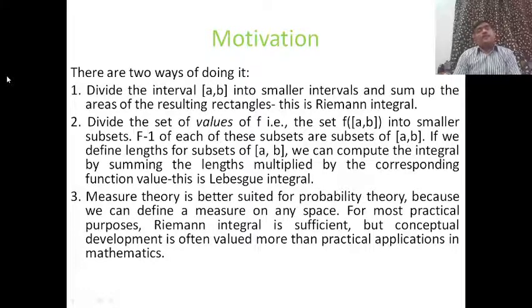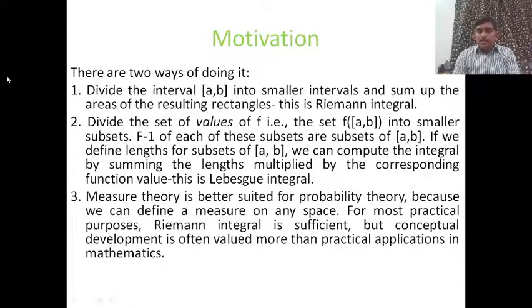There are two ways of doing it. Divide the interval [a, b] into smaller intervals and sum up the areas of the resulting rectangles. This is the Riemann integral.